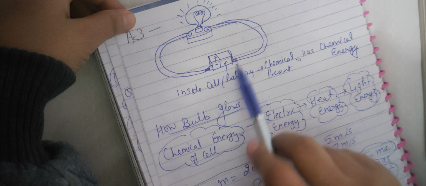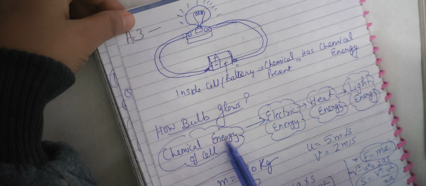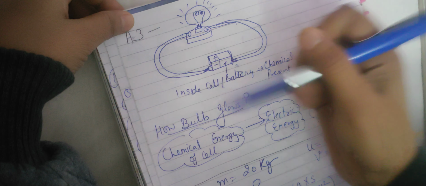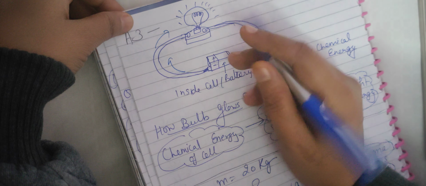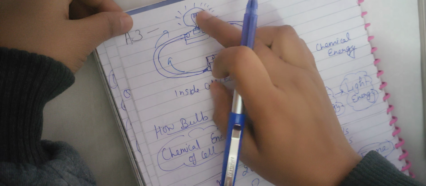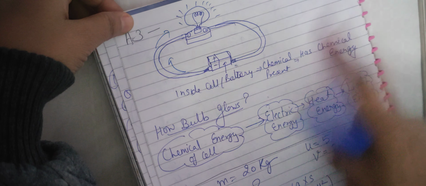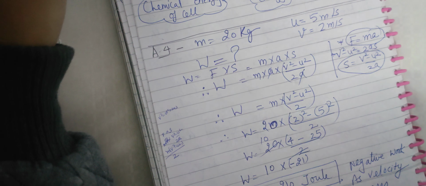See here, this is the chemical energy inside the cell, so it will change into electrical energy that will start passing here. Okay, then you will see the light, and after some time when you touch it, it will become heat. So heat energy and light energy. Simple.